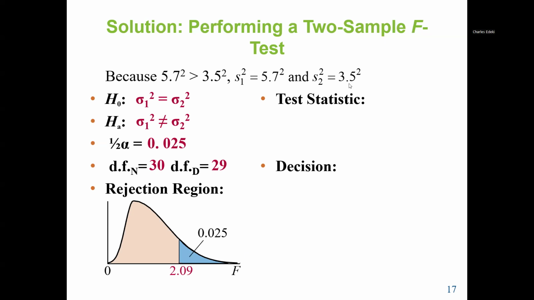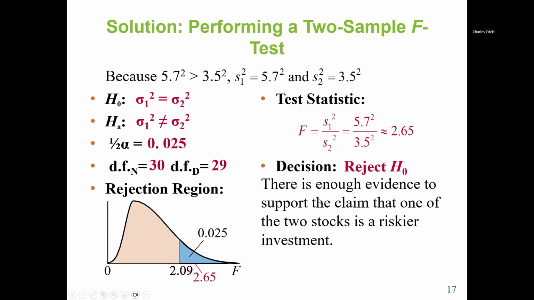So next we need to find the test statistic, and from there we can know whether to reject or fail to reject H0. So 5.7 squared divided by 3.5 squared. That gave us approximately 2.67. Okay, so 2.67 is greater than 2.09. So this time we are going to reject H0. So our interpretation means, remember, H0 said equal. We reject equal means not equal. So there is enough evidence to support the claim that one of the two stocks is a riskier investment. So we reject H0.